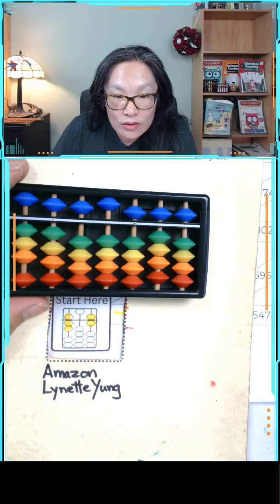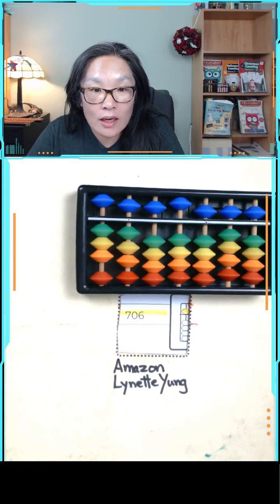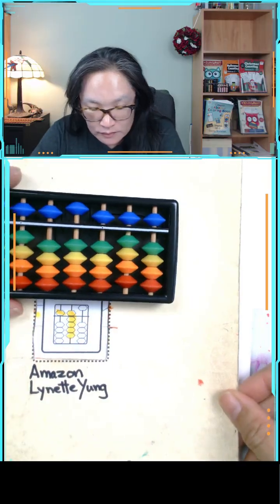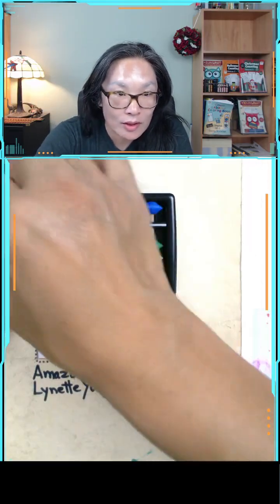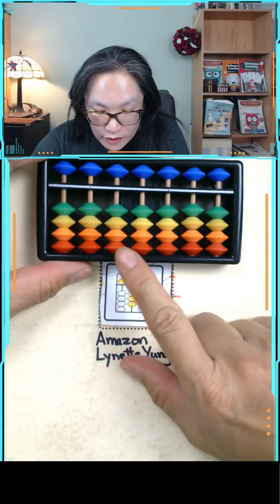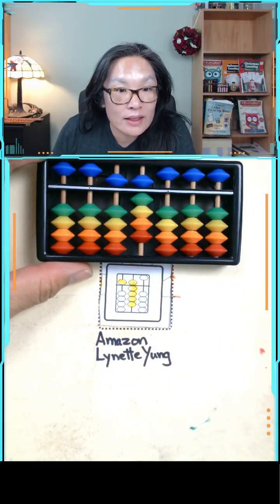Yes. Okay, good. So we have our next number. Hello, Braxton. Next number. What number do we have? We have our hundreds, and then we have our tens. What number do we think that is?